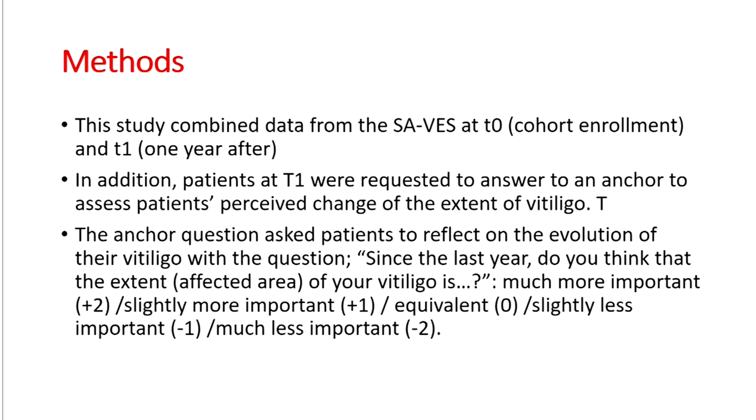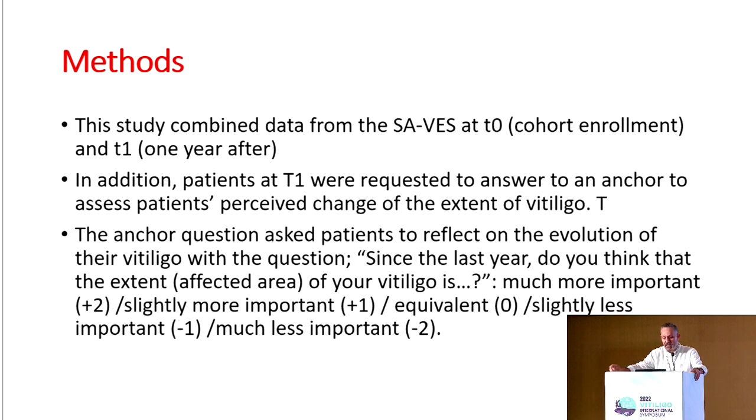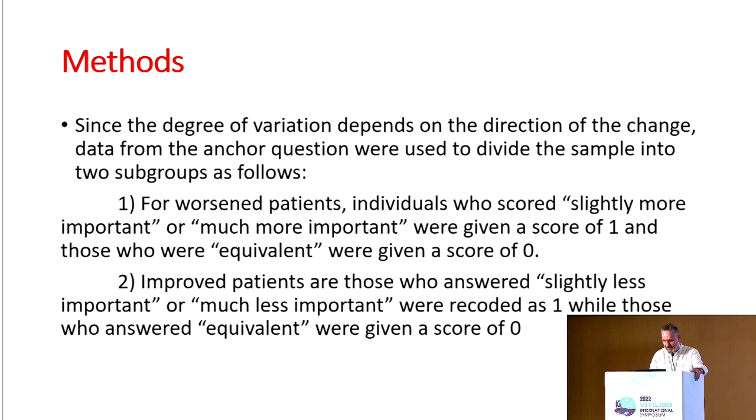This study combined data from the SA-VES when the patient entered the cohort and the SA-VES 1 year after. In addition, when the patient responded 1 year after to the SA-VES, they were asked to answer an anchor question: since the last year, do you think that the extent, the affected area of the vitiligo is much more important, slightly more important, equivalent, slightly less important, or much less important?